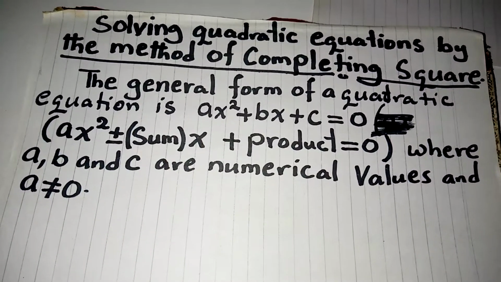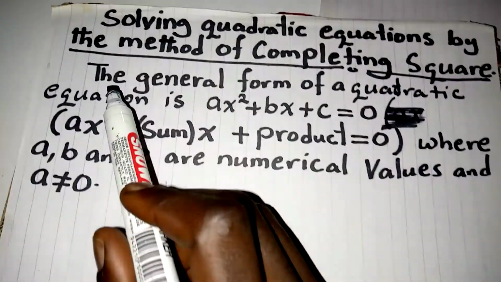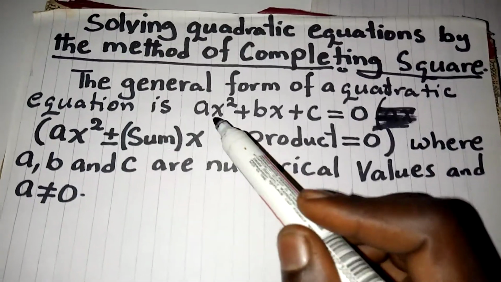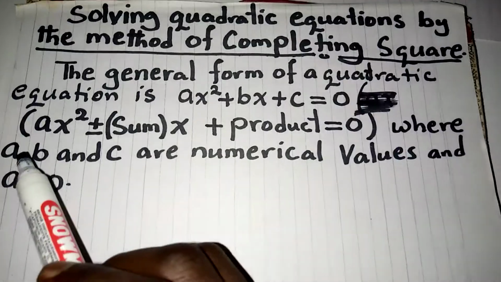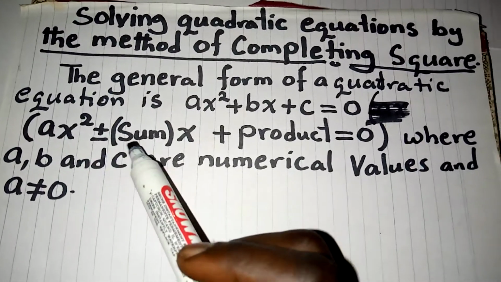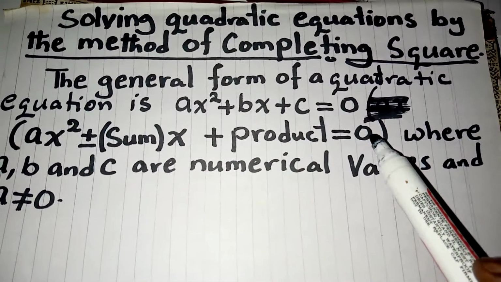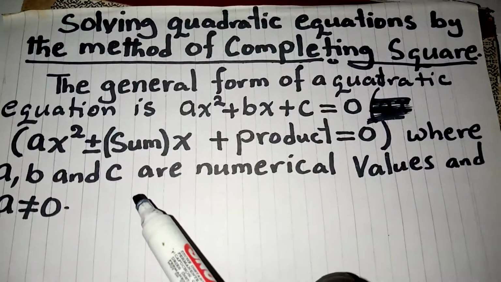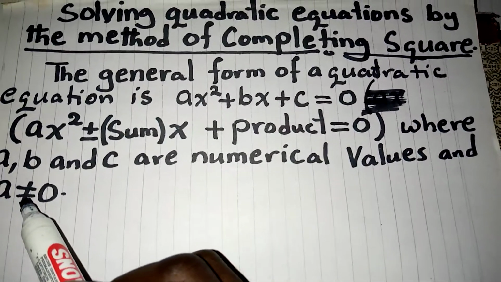So this is solving quadratic equations by the method of completing squares. The general form of a quadratic equation is ax squared plus bx plus c is equal to 0. Then it can also be ax squared plus or minus the sum of x plus the product, giving us 0, where a, b, and c are numerical values and a should not be equal to 0.